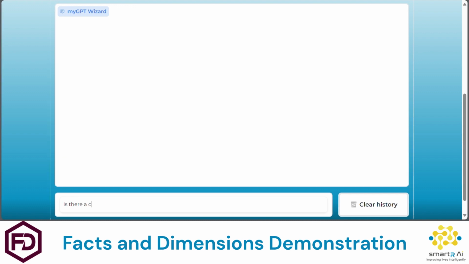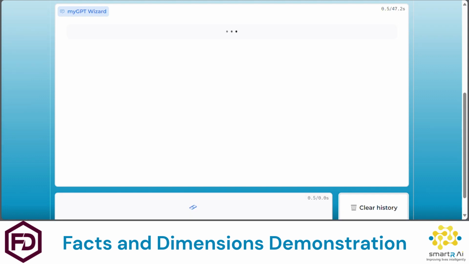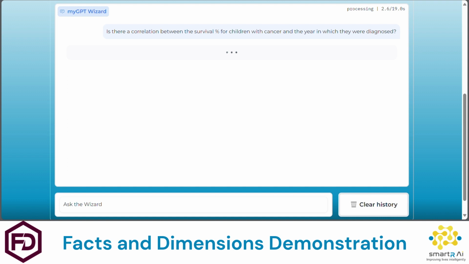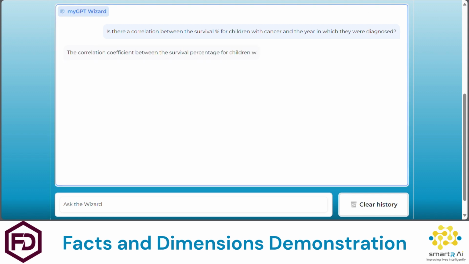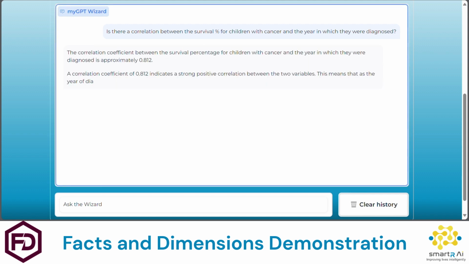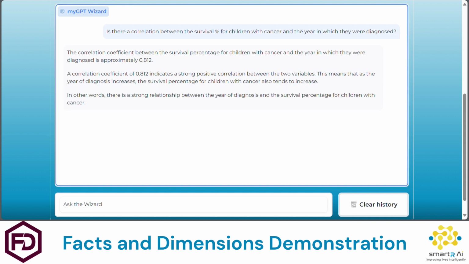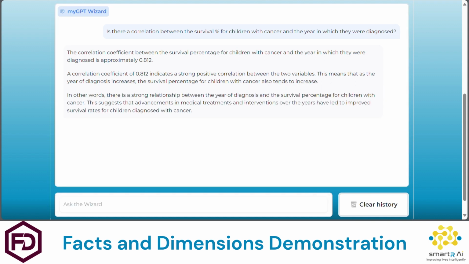I'm now going to ask, is there a correlation between the survival percentage for children with cancer and the year in which they were diagnosed? Look at this question for a second. We are asking MyGPT to do a number of different things here. Firstly, we're again asking MyGPT to locate the relevant data in the Facts and Dimensions database. This time, we are also asking it to analyze the data, not just report the data. And the system responds with a value and an interpretation of that value. In other words, cancer survival rates seem to be improving with time.